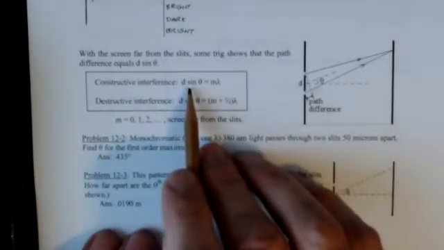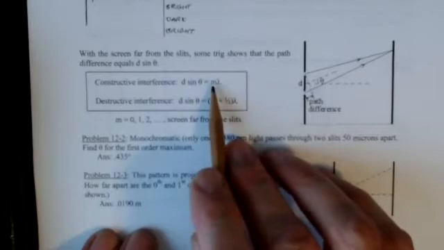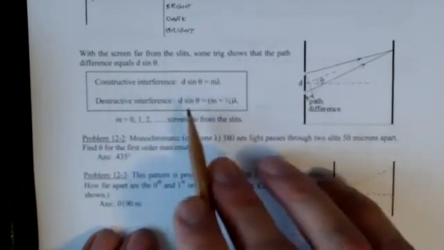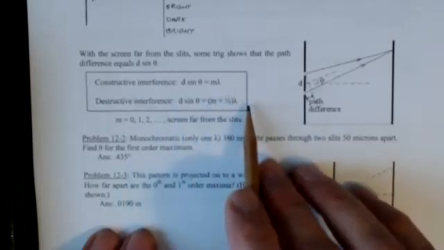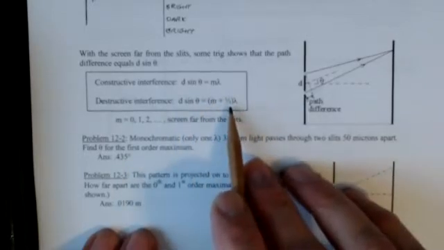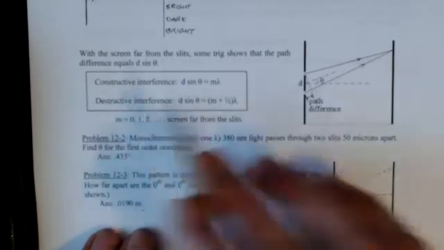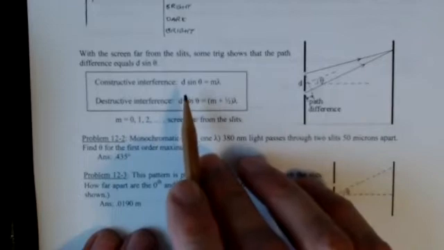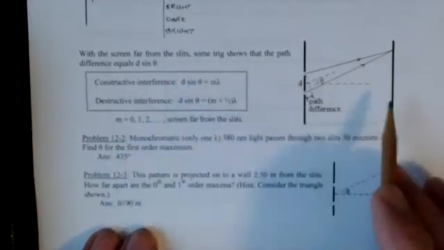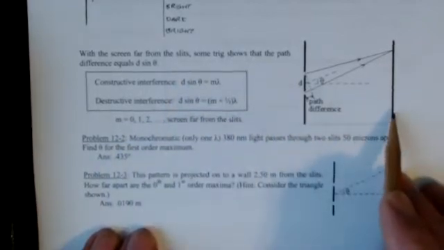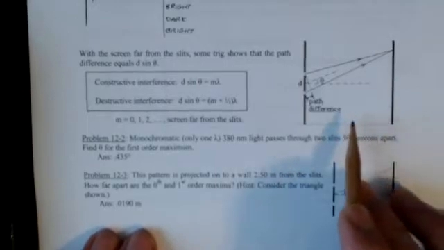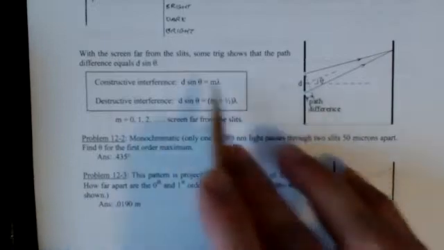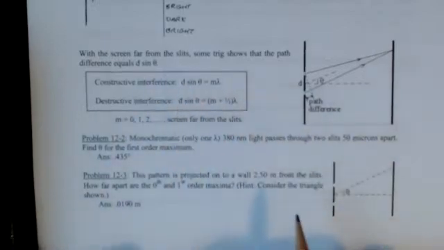So if that path difference is equal to a whole number of wavelengths, you get constructive interference. And if that path difference is a whole number of wavelengths plus an extra half, then you get cancellation, as I explained in the previous video. And that path difference again would be equal to d sine theta if the screen is very far away. If it's quite close, then the idea of this being equal to d sine theta breaks down.